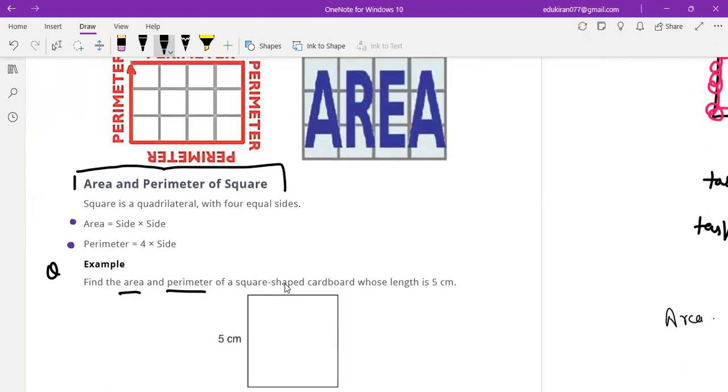Clear? Everybody got it? First you will write the notes, then write this example in your notebook, solve it and tell me the answers. After 5 minutes, I'll ask the answer from everyone. Okay? Clear? Yes, ma'am.